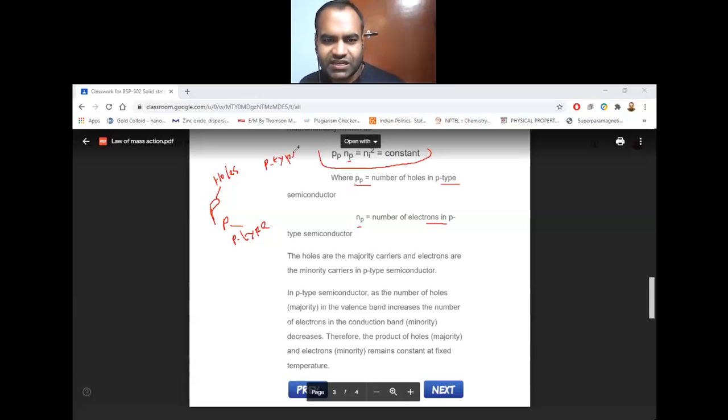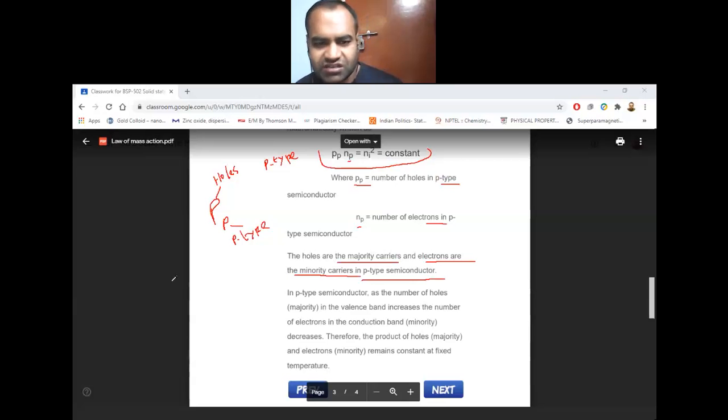In p-type the subscript should be p when you write the law of mass action, and in n-type the subscript should be n. Other things remain the same. So Pp is the number of holes in the p-type and Np is the number of electrons in the p-type semiconductor. In a p-type semiconductor the holes are the majority carriers and electrons are the minority carriers.